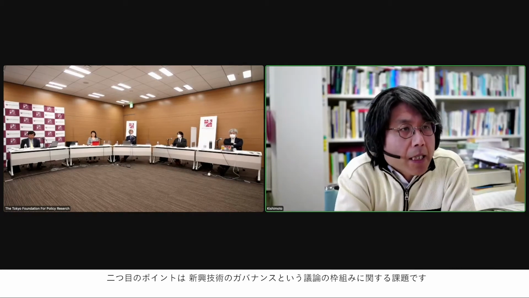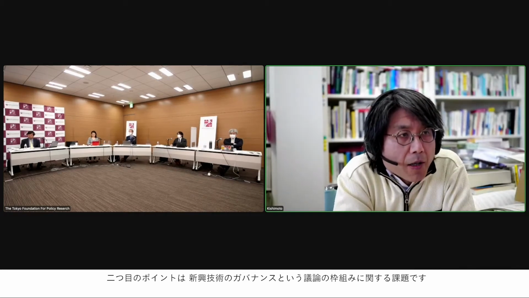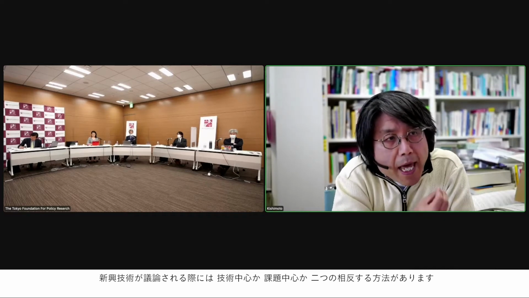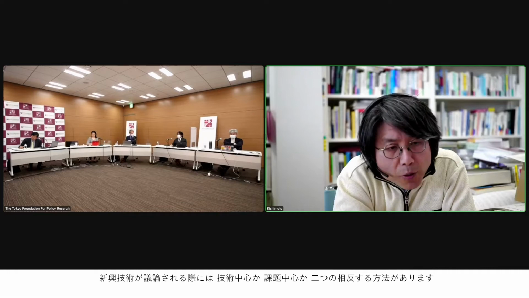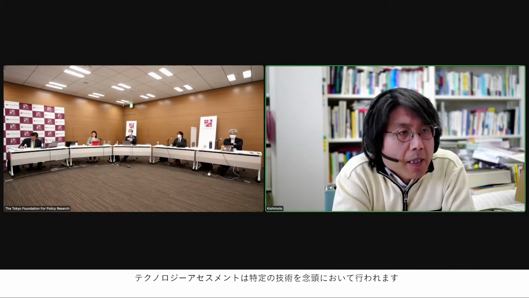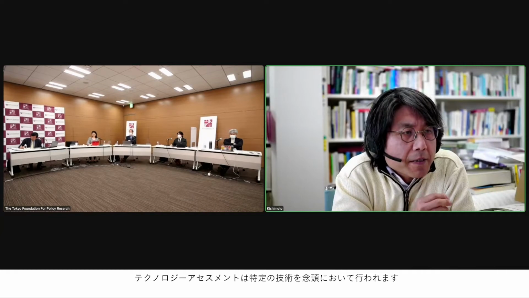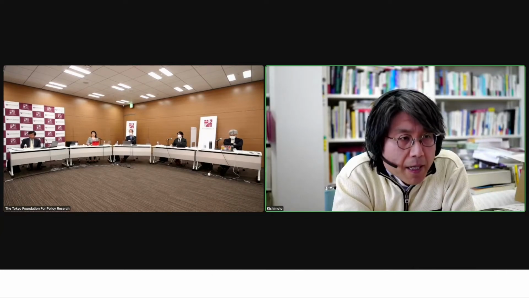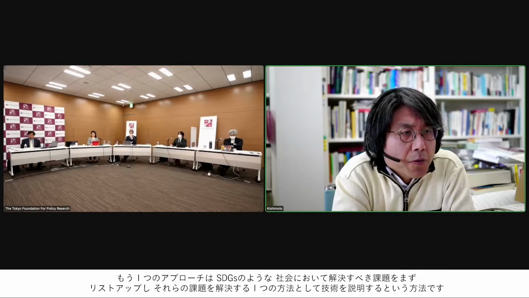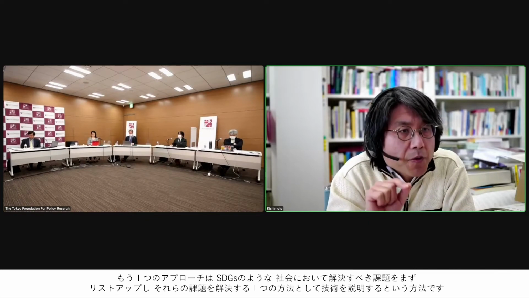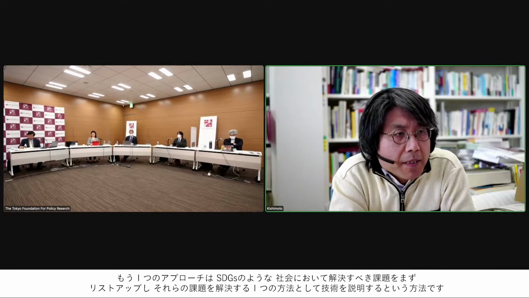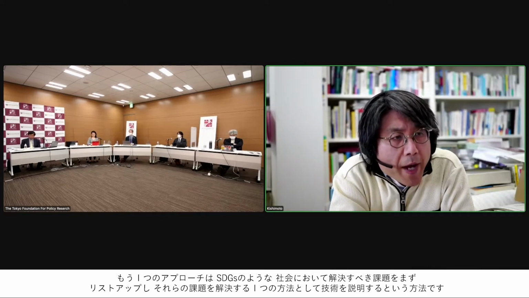My second point is on the issue of framing of the discussion of governance of emerging technologies. There are two opposite ways in which emerging technologies are discussed: technology-oriented and issue-oriented. Technology assessments are usually conducted with a specific technology in mind. I think it is the former, technology-based. The other approach is to first list the issues that need to be solved in society, such as SDGs, and then describe a technology as one of the ways to solve the issues.